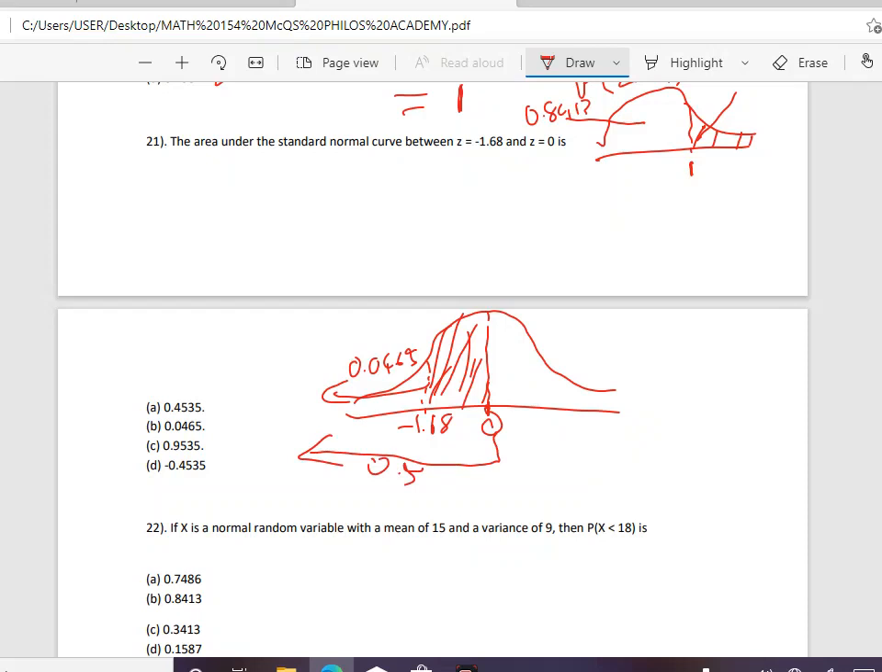So to get the area between the two of them, you say the area to the left of 0, which is 0.5, minus the area to the left of negative 1.68, which is 0.0465. When you subtract properly, you should get 0.4535. So this makes the answer A.